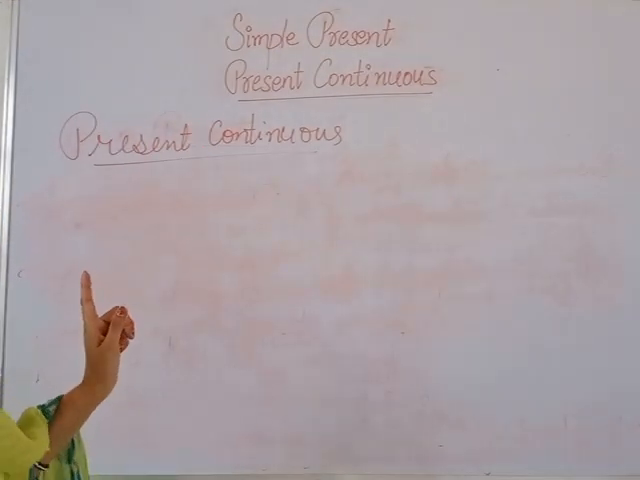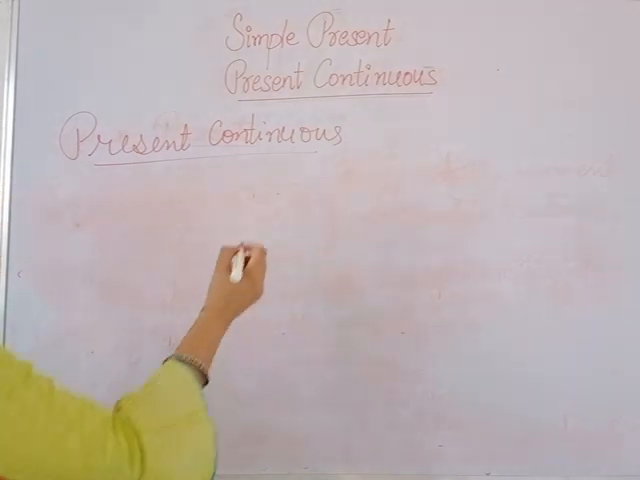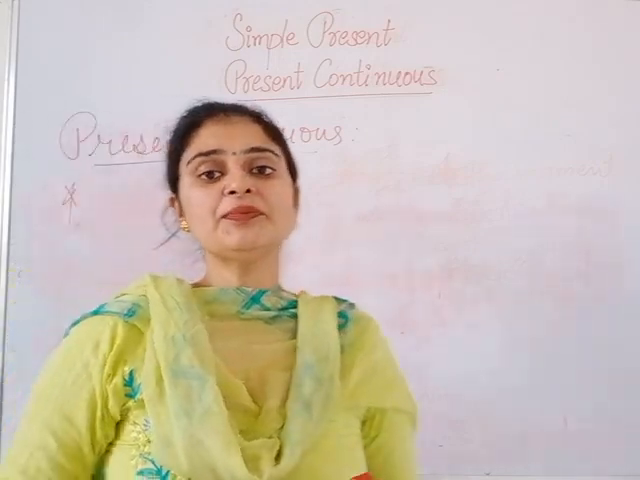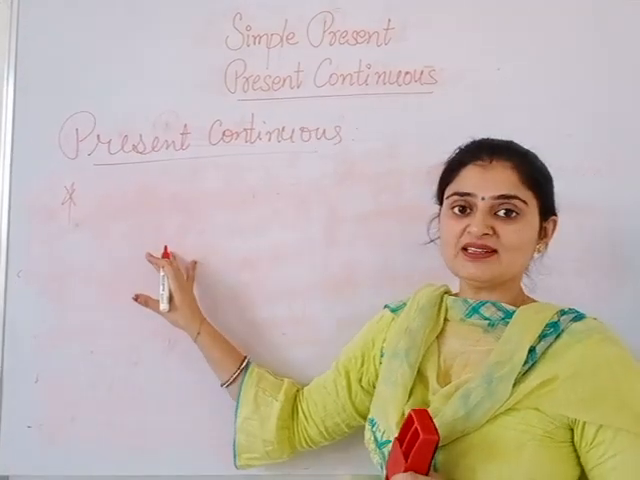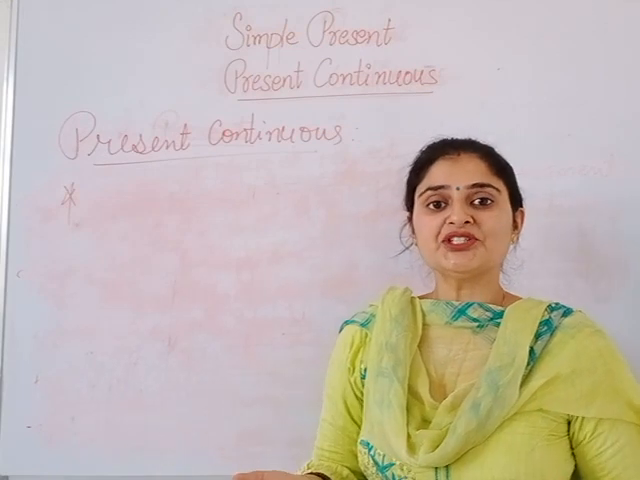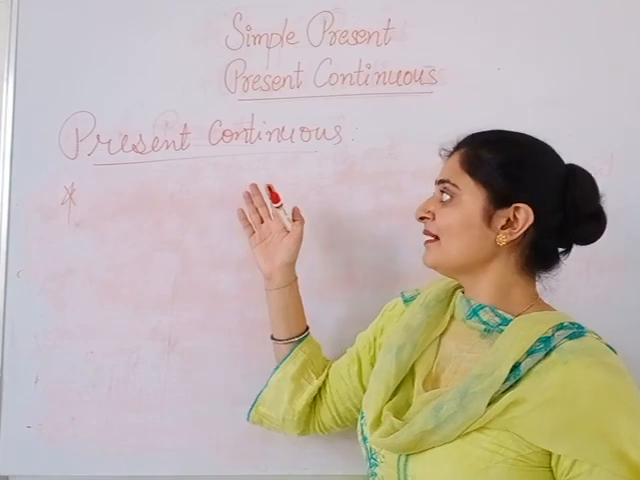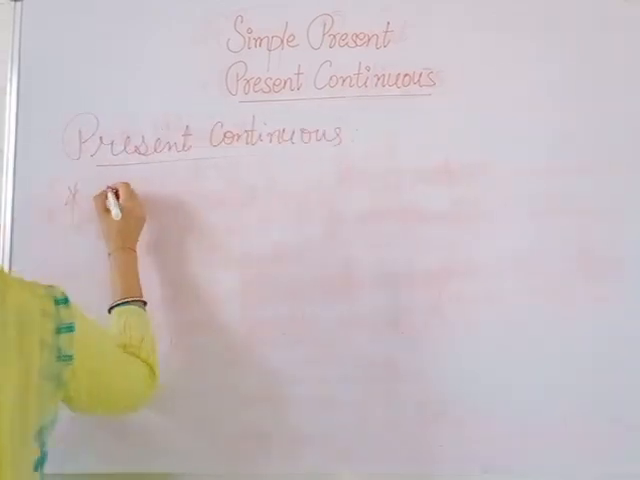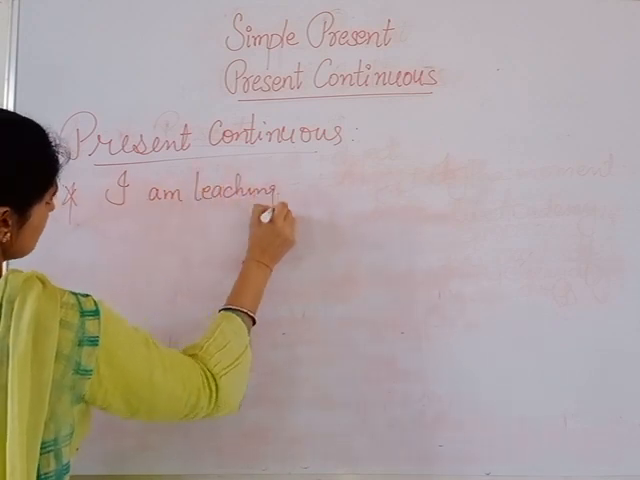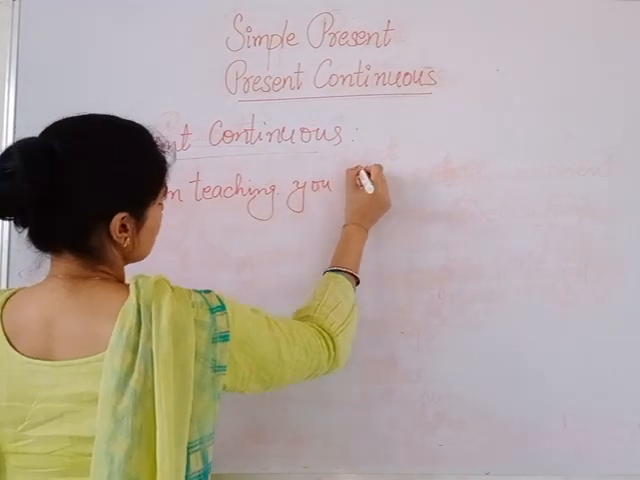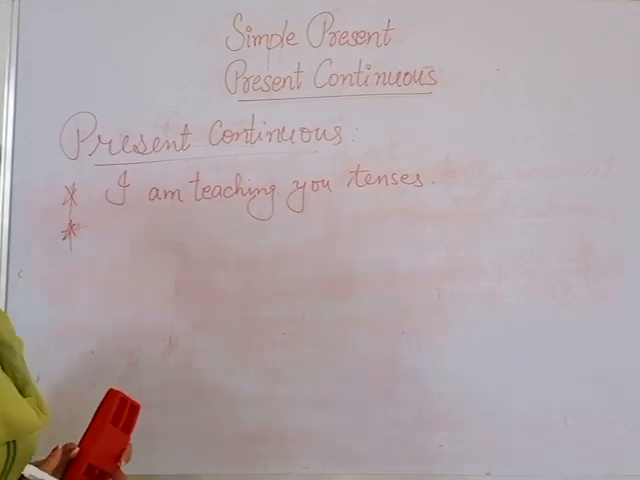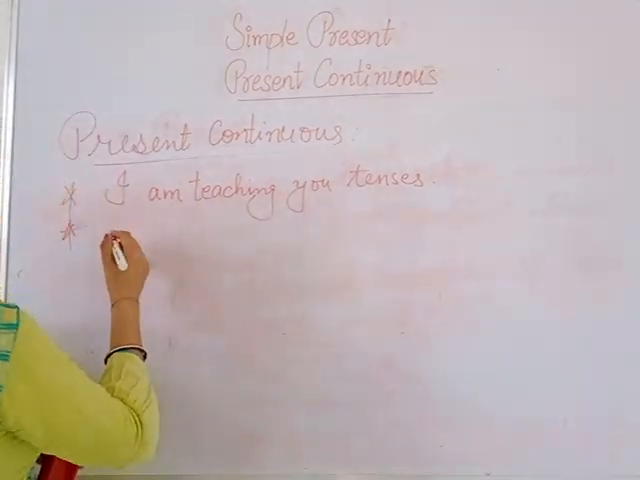Okay, so now the question arises where to use present continuous tense. First, we use the present continuous tense to indicate an action that is going on at the time of speaking. For example, what is going on at the moment? I am teaching you tenses, simple present and present continuous tense. Okay, so I will write here, I am teaching you tenses.